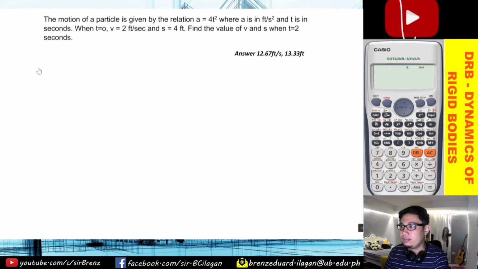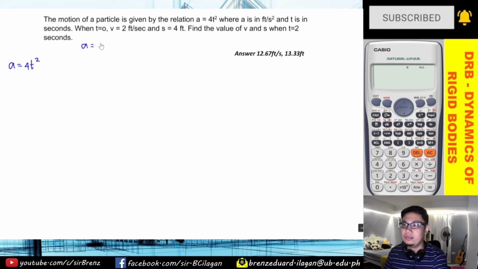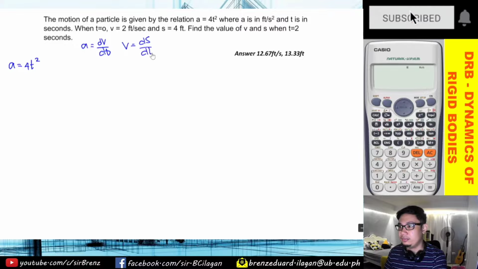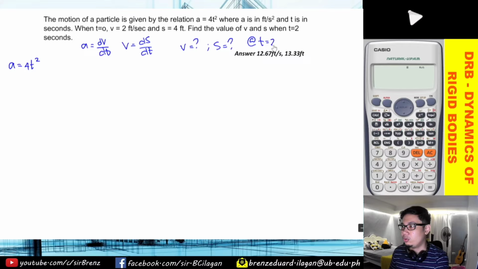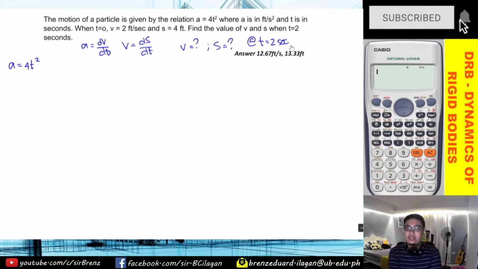So again, maganda dyan, isulat muna ulit natin yung equation na gagamitin natin, where a is equal to 4t squared. So knowing that yung acceleration mo is equal to dv all over dt, and yung velocity is just equal to ds all over dt, we need to find the velocity and yung displacement niya after or at 2 seconds. Okay, titigang mabuti yung inyong equation or yung problem. Ano ba ang muna natin gagawin dyan?